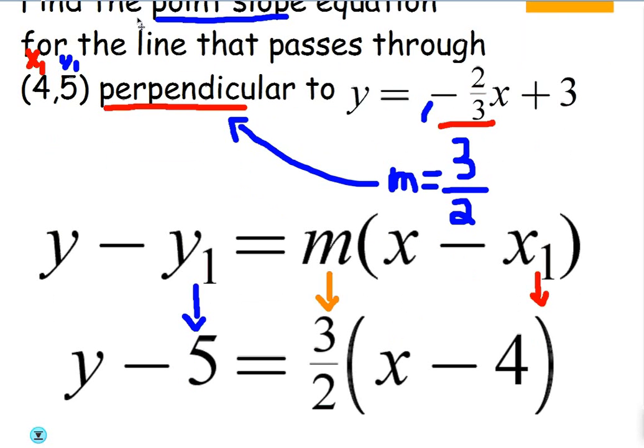This one works out pretty good because both these values are positive. So if it was subtracting a negative, it would become positive. But that's your answer. And so this one only really requires at most 3 steps. Find the slope, write the equation for point slope, plug the stuff in.